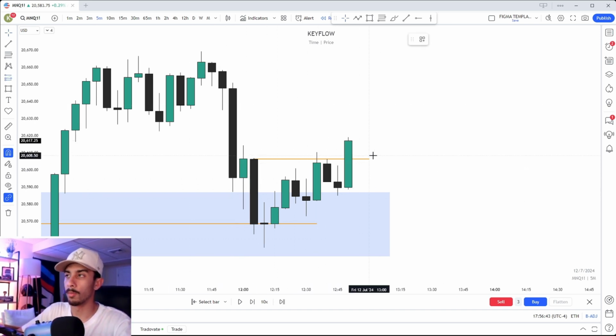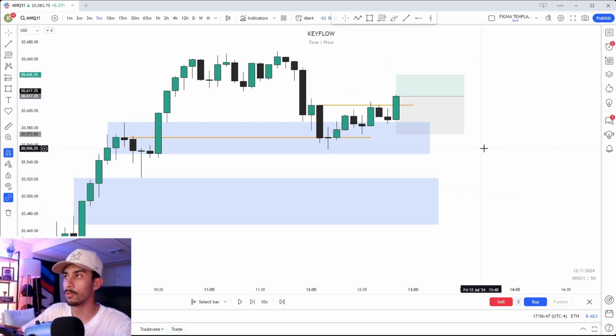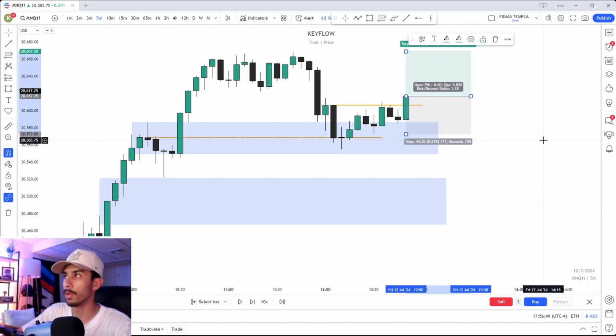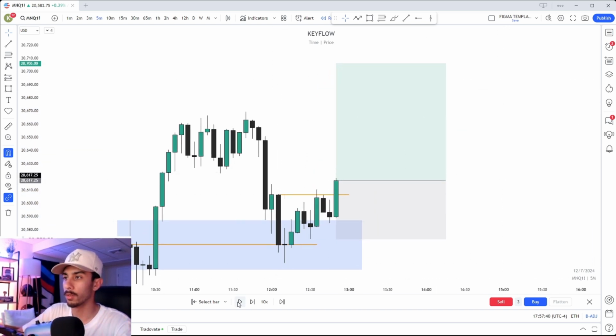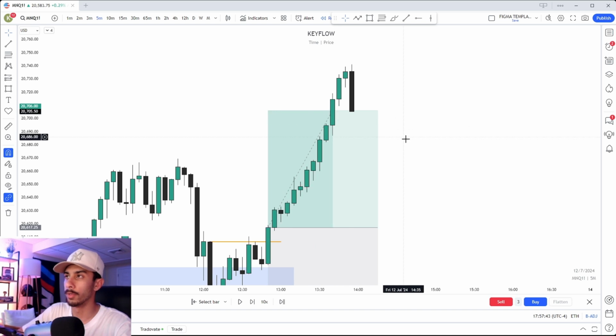So we have SMT, we have a change in state of delivery. This is now going to be a market maker buy model. You enter on this close up here, keep your stop loss at any swing low, and we want to target either the high or at least a 2R trade, which would put us right there. So there's 2R right there. Let's see how this works out. And before you know it, the trade is complete.